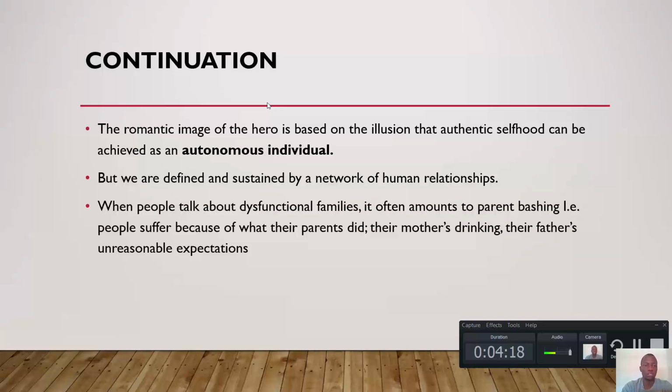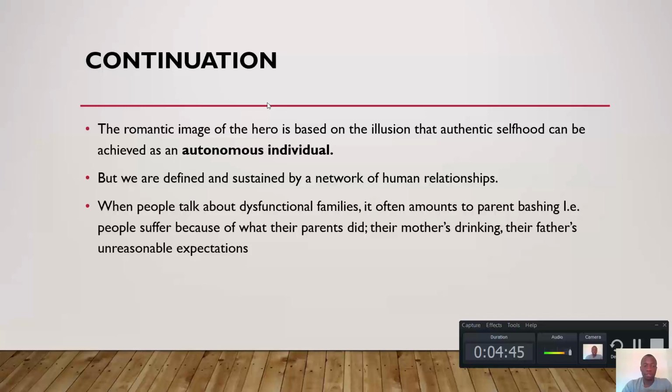Messages we get from our cultures, like growing up personally, we got a message that boys don't cry, you fall down, you stand up, clean the dirt off you, and just move on. And so those subtle messages that we get from our cultures give us this sort of, I call it the romantic image of a hero. But there's a truth we can't deny. We are all defined and sustained by a network of human relationships.